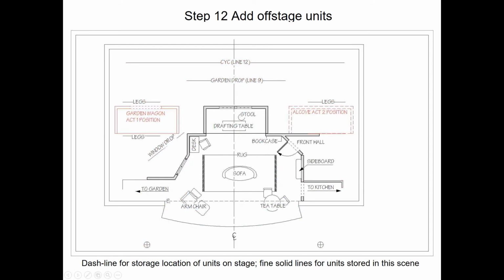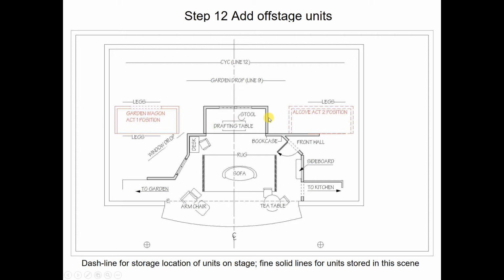Now we need to add any kind of offstage units. So here, for example, I'm just sort of guessing that maybe I want this little back alcove to be a wagon, to be two different wagons. So I've got a garden wagon that's going to slide in here in Act 2. And then this little alcove, this little drafting table is going to slide out of the way. So this is two different wagons.